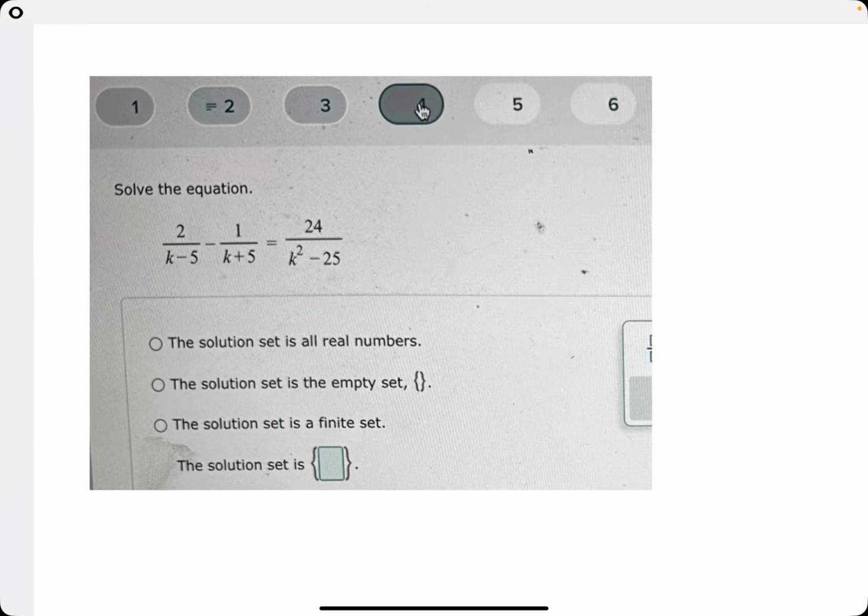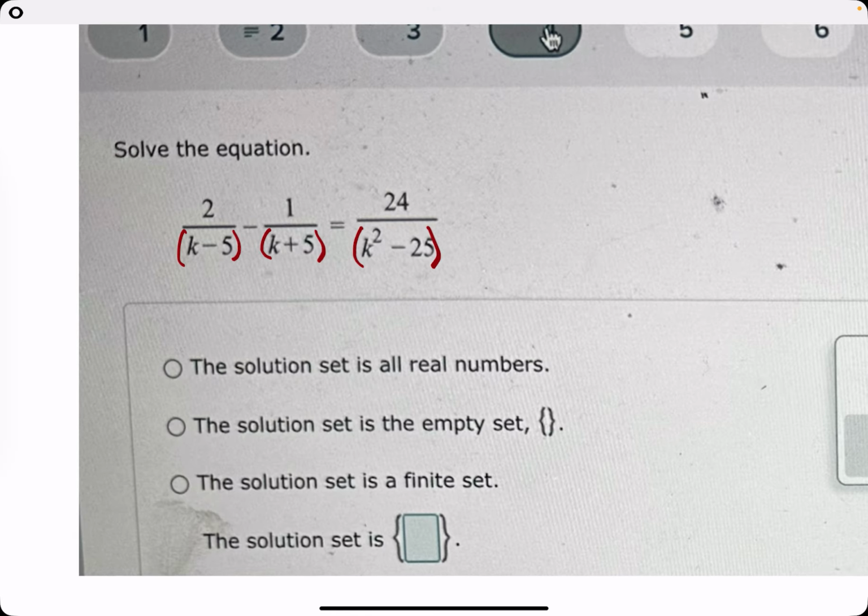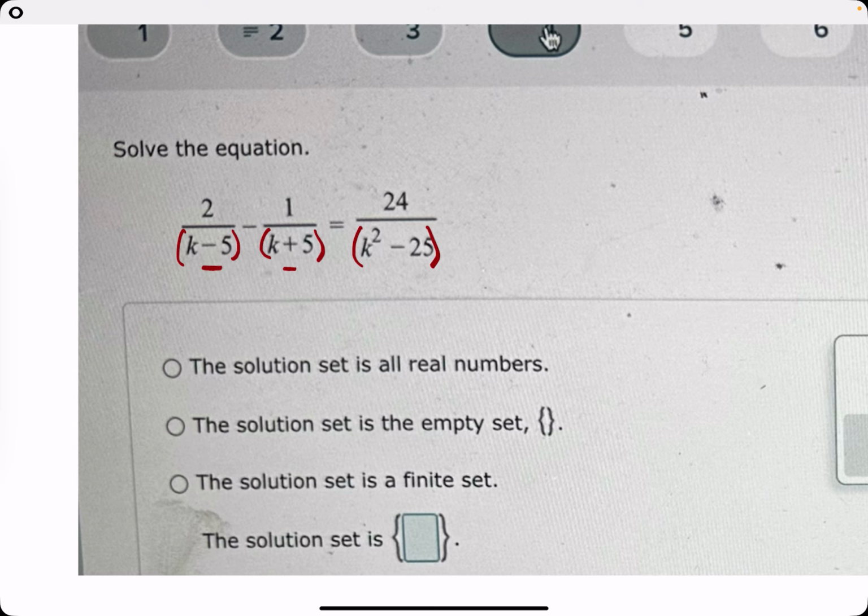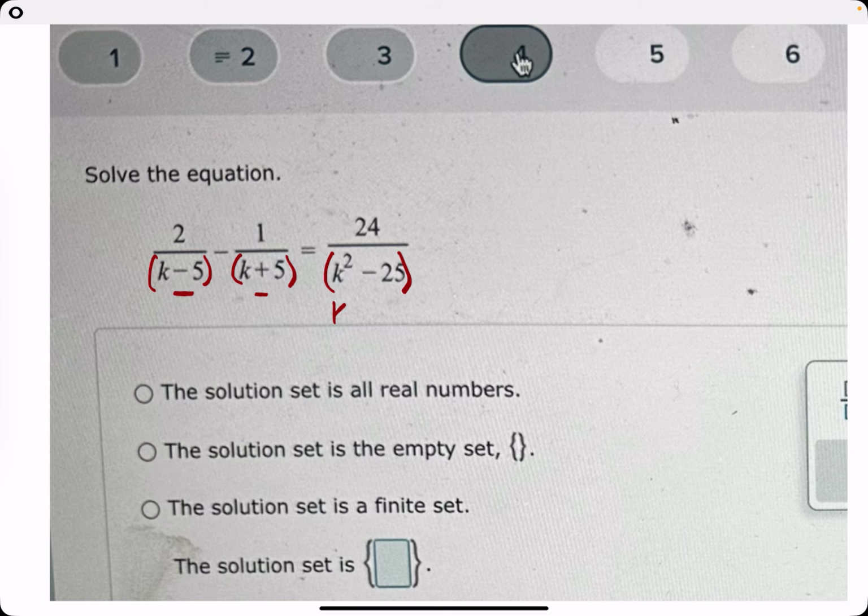Number 4 is solve the equation. Similar approach. We look at our denominators. We have k minus 5, we have a k plus 5, and we have a k squared minus 25, which could maybe be incorporating these other two. How can we check? Well, let's factor it. So k squared minus 25 can be factored into, you guessed it, k minus 5 and k plus 5. So this denominator already has the other two denominators, okay?